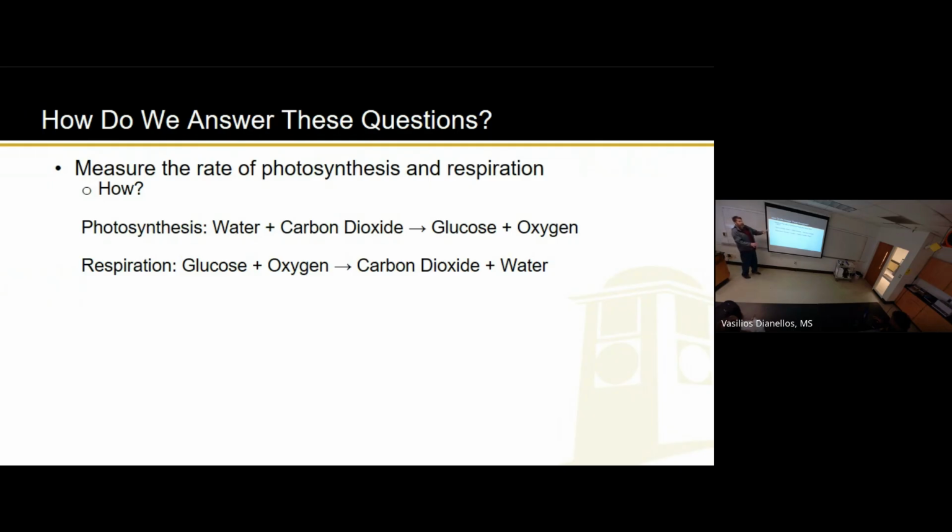So without jumping into specifically how we're going to do it in our experiments, logically, very basically, here's how we could do it. For photosynthesis, if we can measure the amount of water, if the water level was going down, we could say photosynthesis is happening because it's using water. If the levels of carbon dioxide were going down, we would know photosynthesis is happening because it uses carbon dioxide. If we could somehow measure the levels of glucose, if that was increasing, we would know that photosynthesis is happening because it's producing glucose. If we can measure levels of oxygen, if it was going up, we would know that photosynthesis is happening because it produces oxygen.